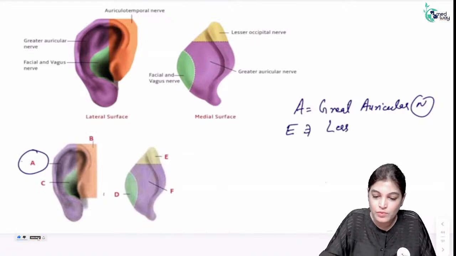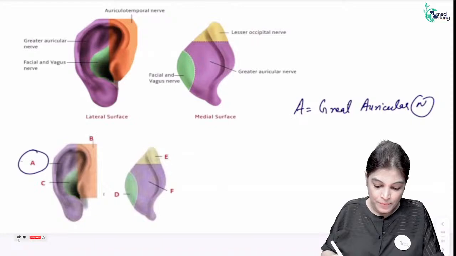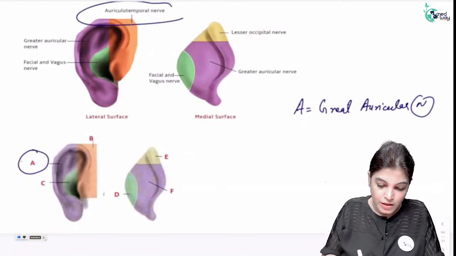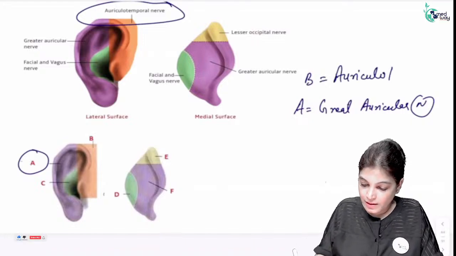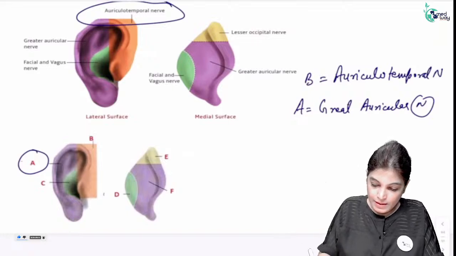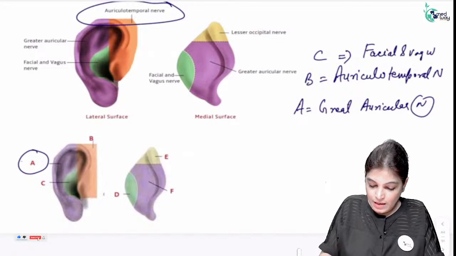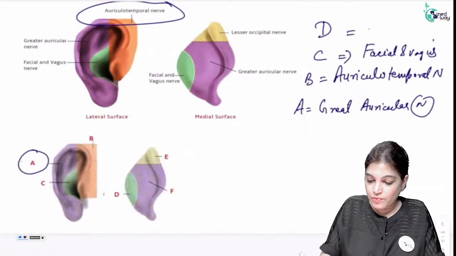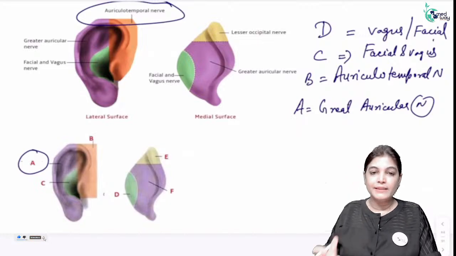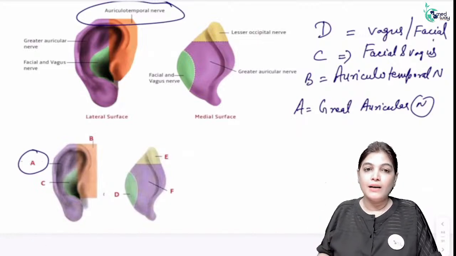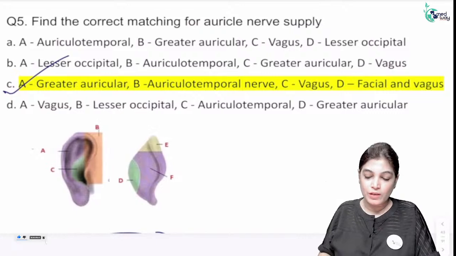So here we have A, B, C, D that has been asked, so I will go with A, B, C, D. And here the B area is the auriculotemporal nerve, B, the auriculotemporal nerve being the branch of the mandibular division of the trigeminal nerve. The C area is supplied by the branch of facial and vagus, and the D area also has innervation via the facial and the vagus nerve. So this is the overall innervation which has been tallied with this image. So definitely the correct answer will be C: great auricular, auriculotemporal, vagus and facial.